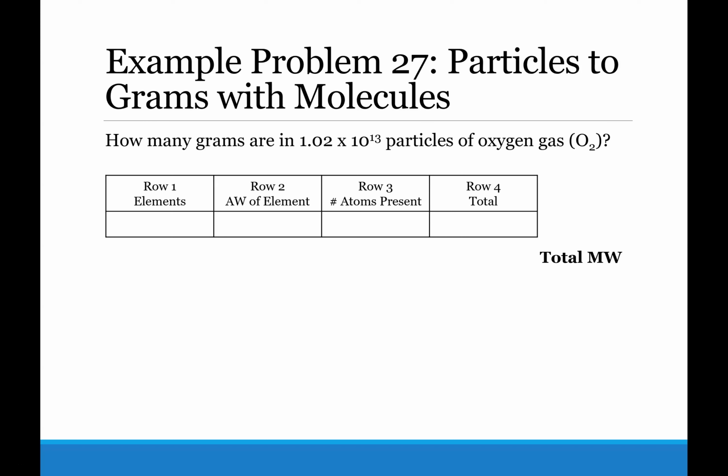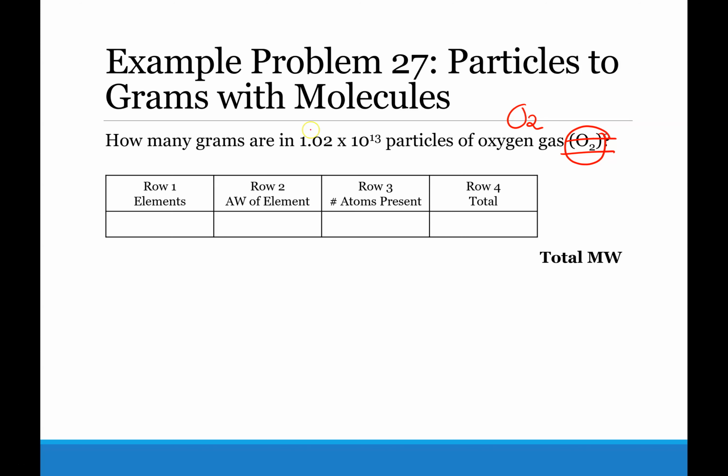Example problem 27 reads, how many grams are in 1.02 times 10 to the 13 particles of oxygen gas, O2? So oxygen is one of those diatomic elements that we talked about in the PowerPoint. And regardless of whether it had O2 or not, so pretend like this wasn't even there, you would always assume that it is O2 because oxygen is naturally diatomic.